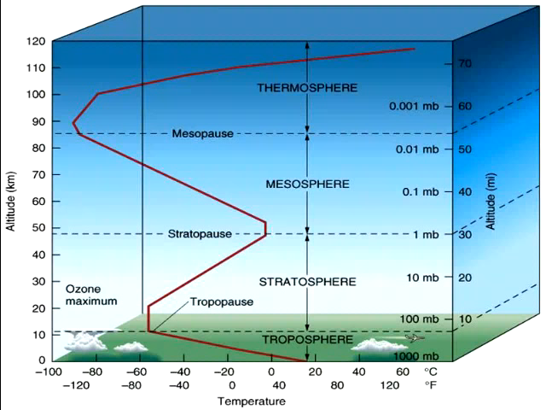The thermal layers of the atmosphere. The vertical profile of the atmosphere is characterized by sections where temperatures decrease with altitude and other sections where temperatures increase with altitude. We find the troposphere, the stratosphere, the mesosphere, and the thermosphere.